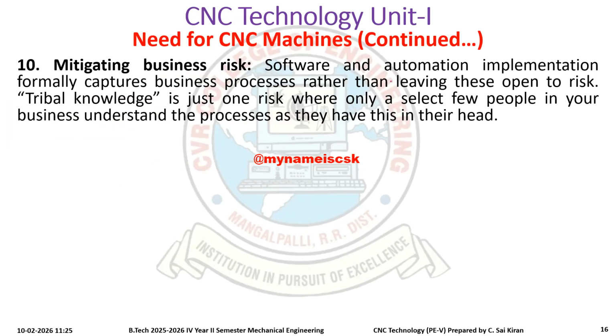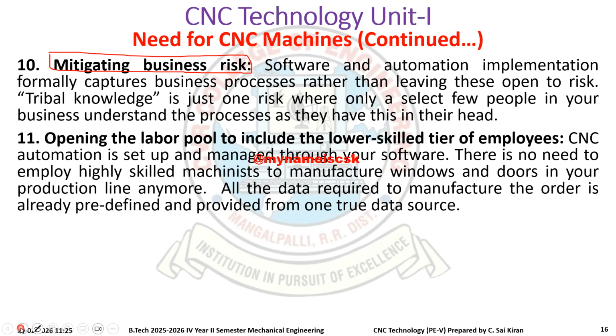So, mitigating business risk. Software and automation implementation formally capture business processes rather than leaving this open to tribal knowledge. Business risk is very low if you are using CNC. With tribal knowledge, there is a risk that only a select few people in your business understand the process they have in their heads. So CNC mitigates the business risk, and you maintain the confidentiality of your products or business. You can discuss only with a few members of the business, so that your business will not have any leaks to others.